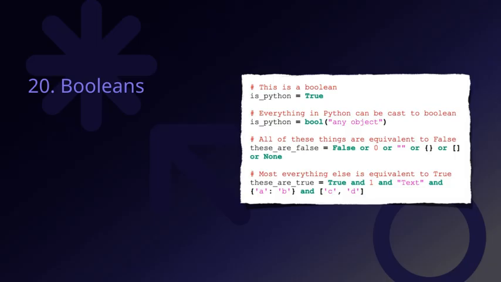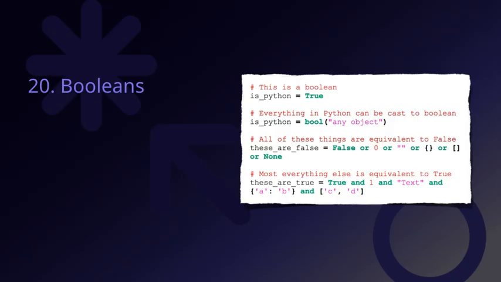Now, let's move on to slide 20, which is all about Booleans. Booleans are a fundamental concept in programming and logic because they represent one of two states, true or false. These values are essential for making decisions in our code, such as checking whether a condition is met or not. For example, if a user is logged in, a Boolean might be true. If not, it would be false.